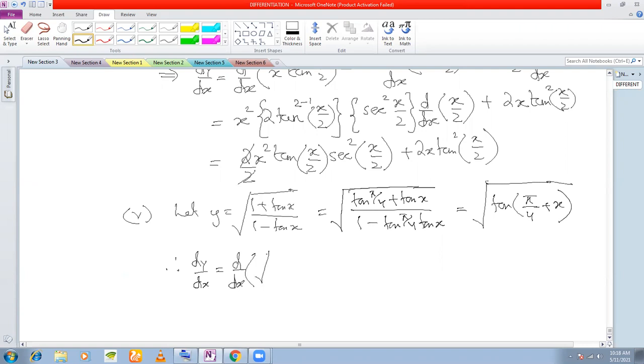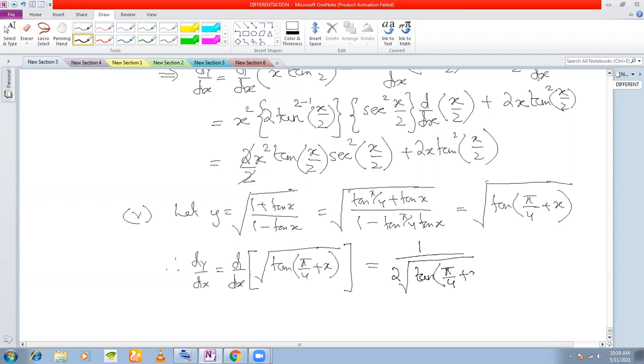root tan (pi by 4 plus x). Okay, and how do you differentiate this? Use box brackets here. First you will differentiate the square root, right? You differentiate the power first. So what is the derivative of root x? It is 1 by 2 root x. So 1 by 2 root of whatever is within the root, tan (pi by 4 plus x). Now you differentiate what is within the radical.